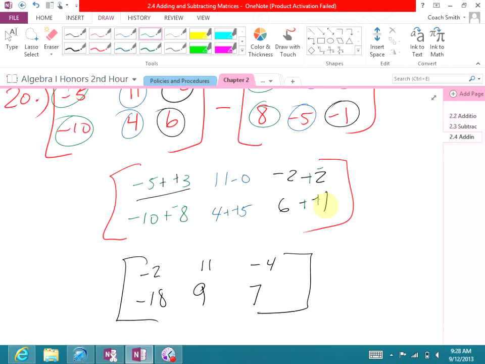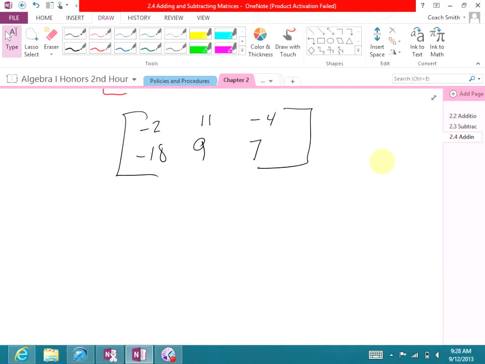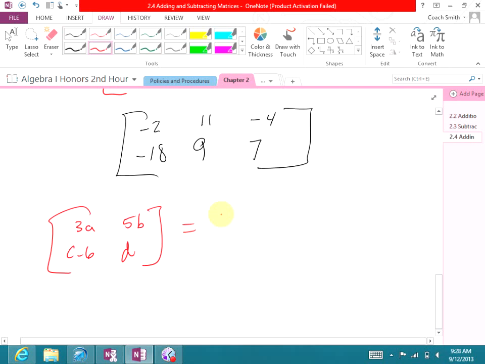All right. Let's look at number 21. Takes a little bit of thought here on 21. 21 says 3A, C minus 6, 5B, and D equals negative 12, 1, negative 5, and negative 3.